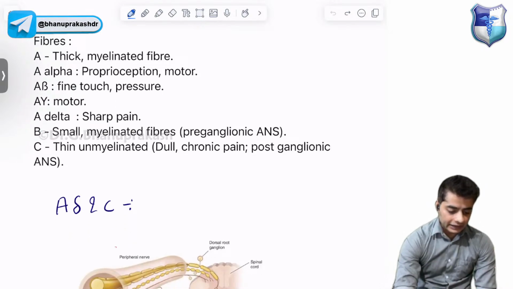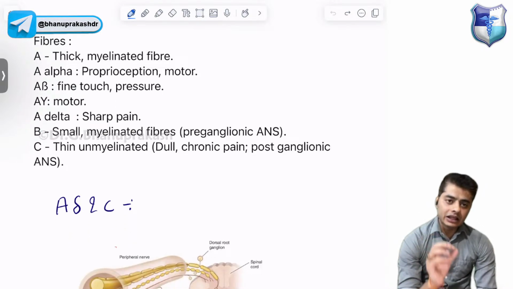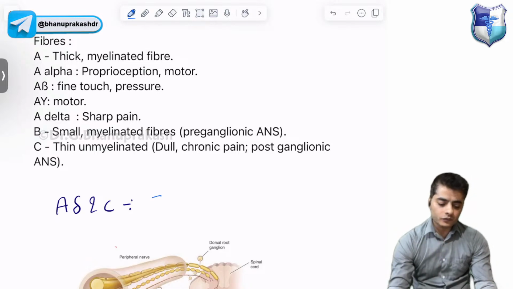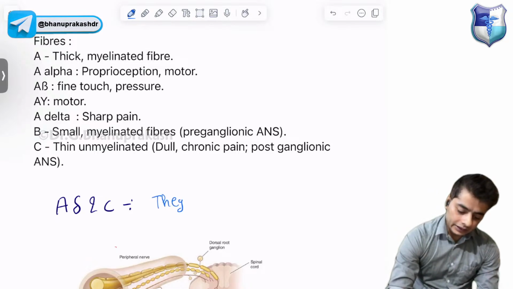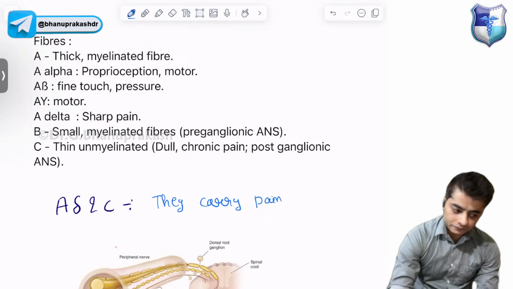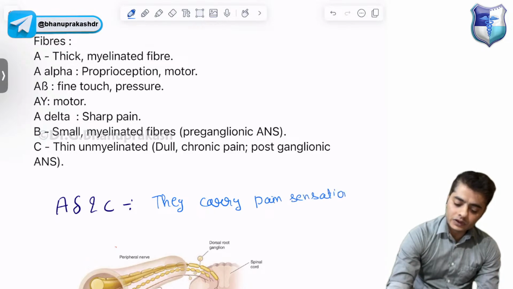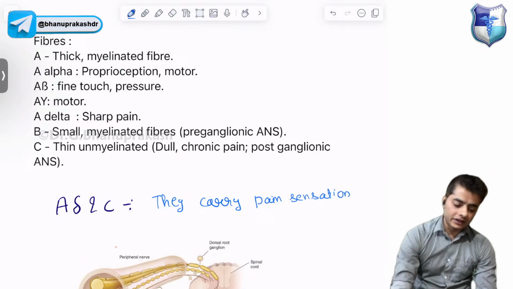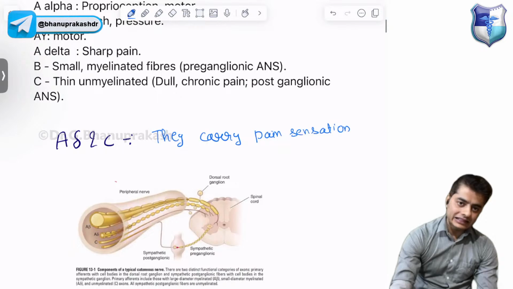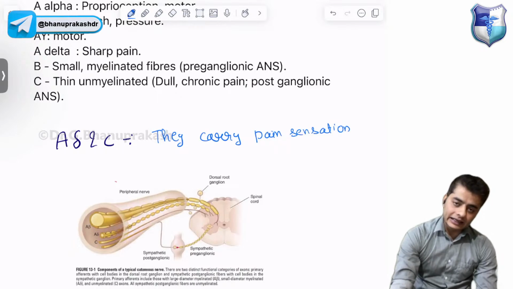So in all these fibers, we see that A delta and C are meant for pain. They carry pain sensation. So all the fibers in a nerve are there, A, B, and C. In them, A delta and C are the fibers that carry pain. A delta carries sharp pain, and C fiber carries dull chronic pain.